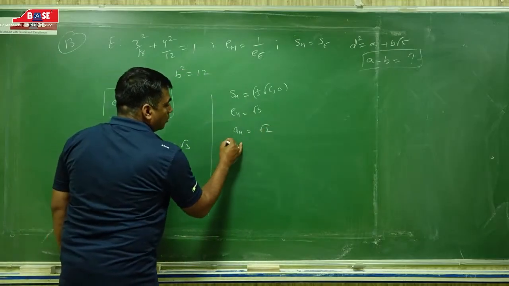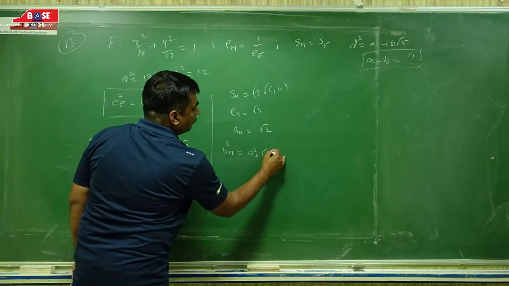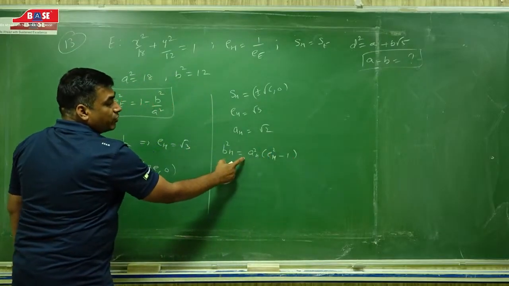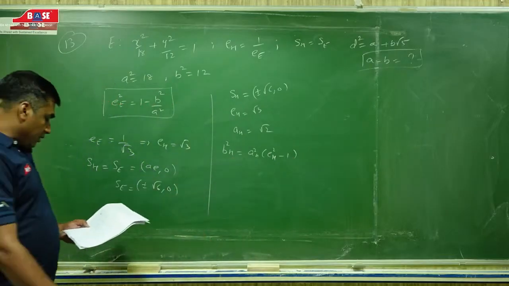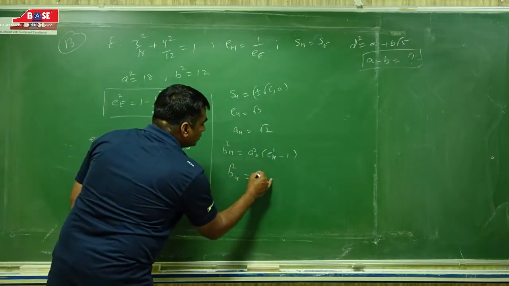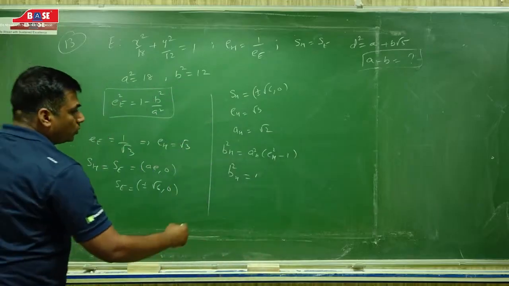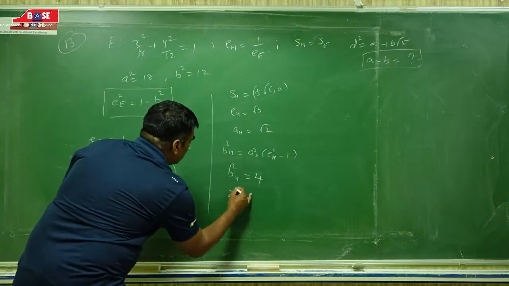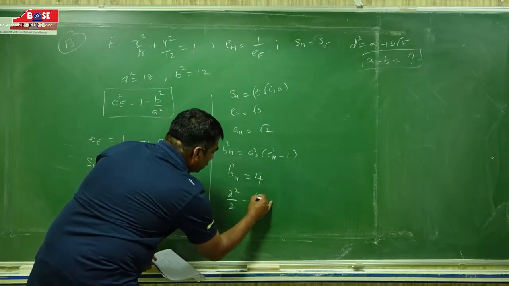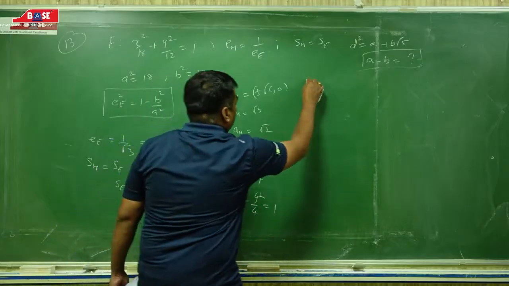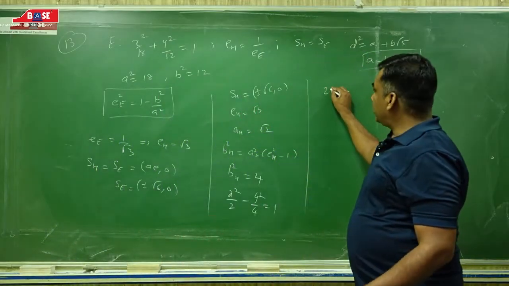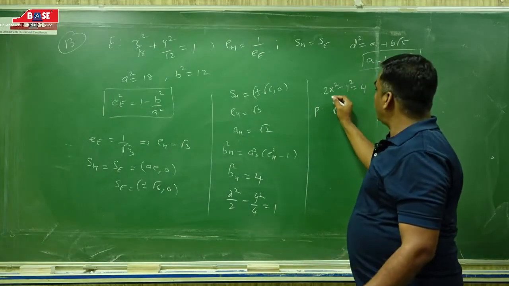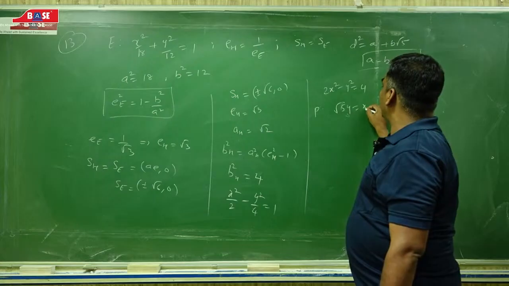We have the relation b square of hyperbola is equal to a square of hyperbola times (e square of hyperbola minus 1). We know the eccentricity and a of the hyperbola, so we find b square of the hyperbola, which comes to 4. With this we get the equation of the hyperbola: x square by a square, that is 2, minus y square by 4 equal to 1. We get 2x square minus y square equal to 4, and the parabola equation is given as root 5 y equal to x square.